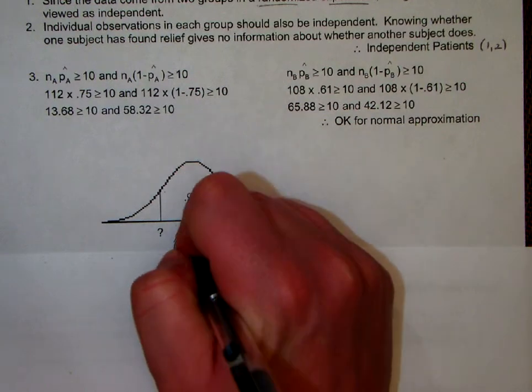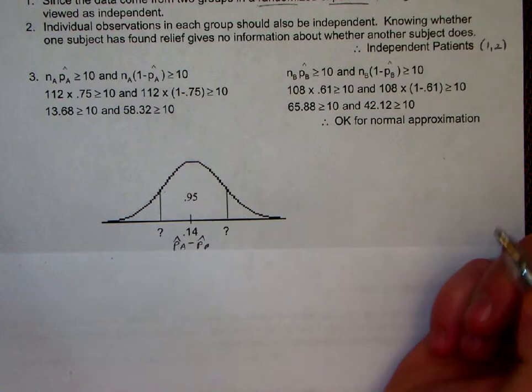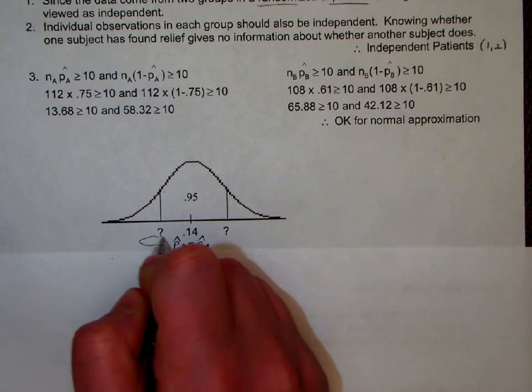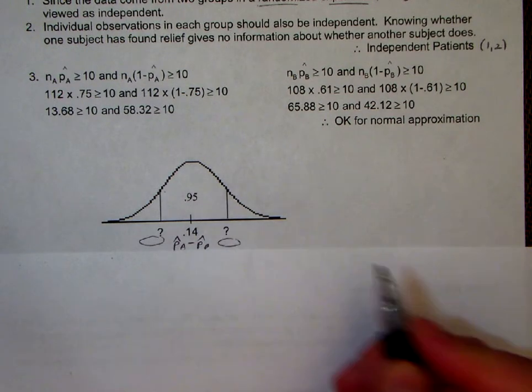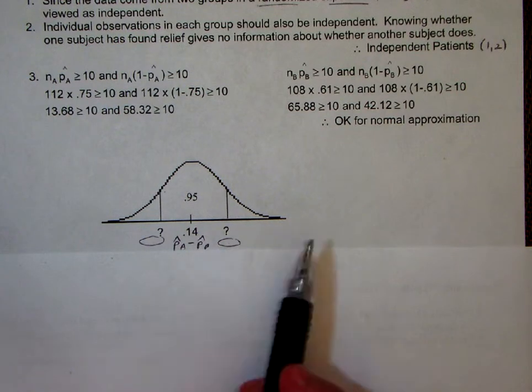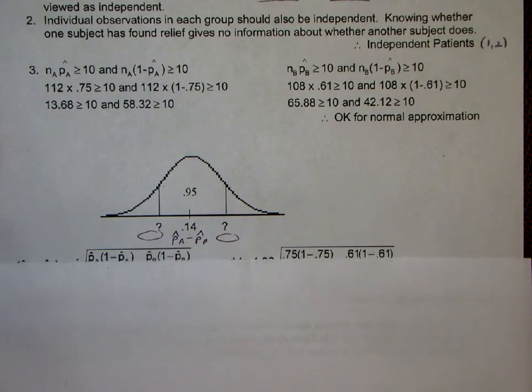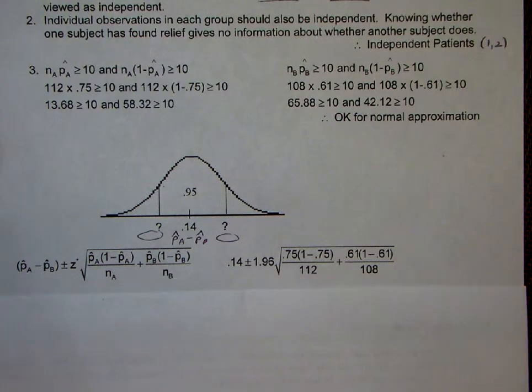We had p hat A minus p hat B. Your job is to add and subtract, hence the plus or minus, and figure out what those numbers are so that we can report an interval for the differences between these two groups. Okay, so here's the formula. So look at it nicely.